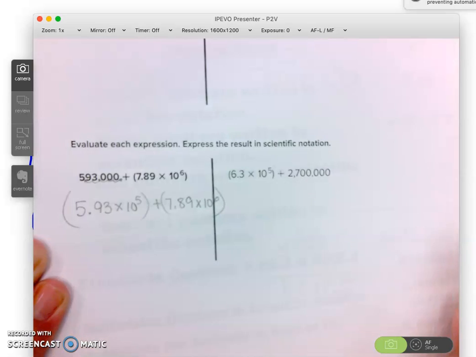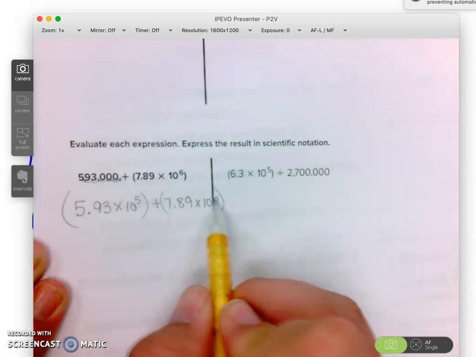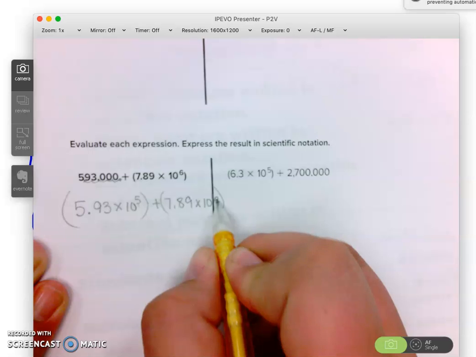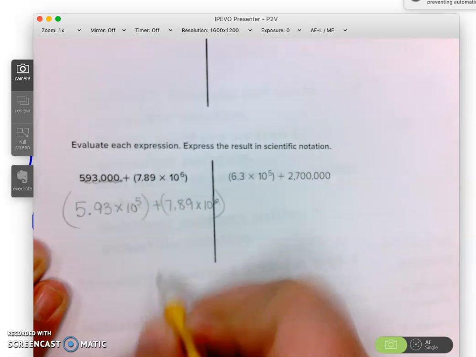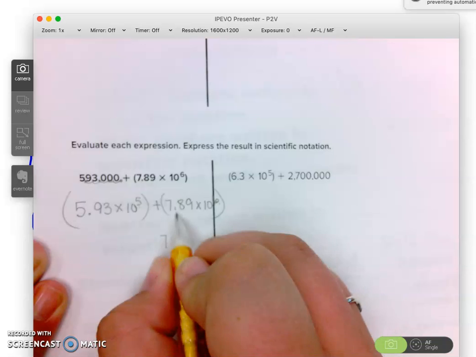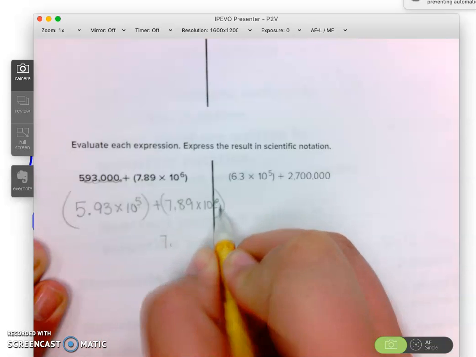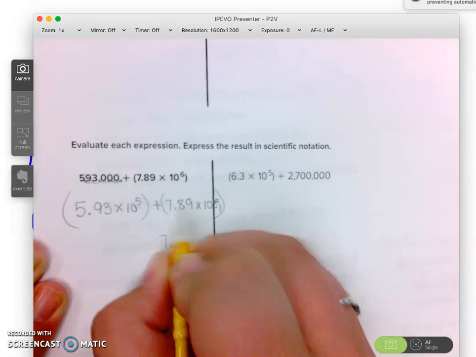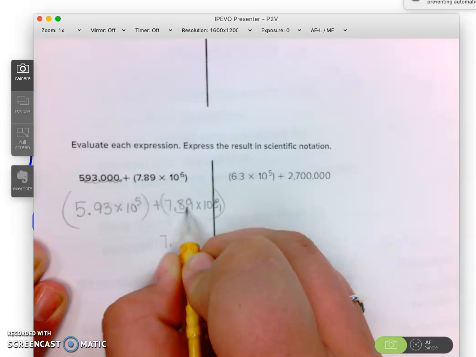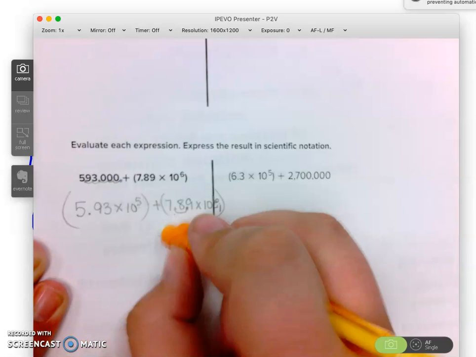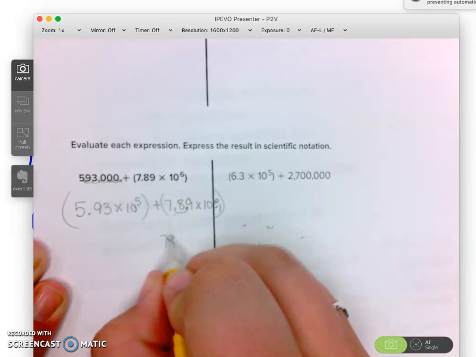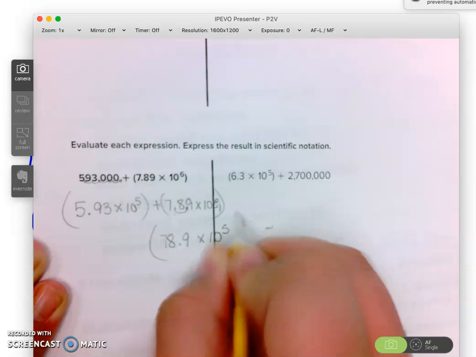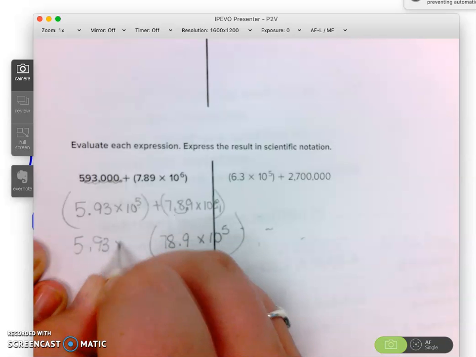Again, you could probably combine these two steps. I actually want this to become the same, but I do like to make the 6, or the bigger one, the smaller one. So what I'm going to do is I'm going to do 7 point, and I need to subtract 1 here. So if I make this smaller, I need to make this number bigger. Remember, it's that scale. So it's going to be 78.9 times 10 to the 5th. And I'm going to add that to 5.93 times 10 to the 5th.